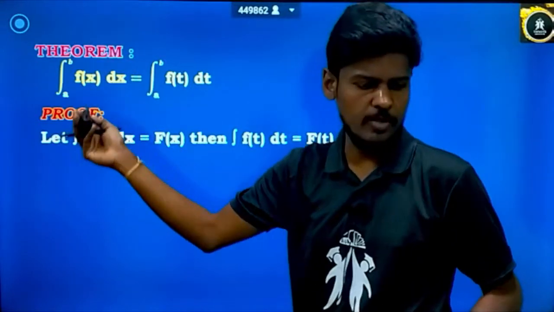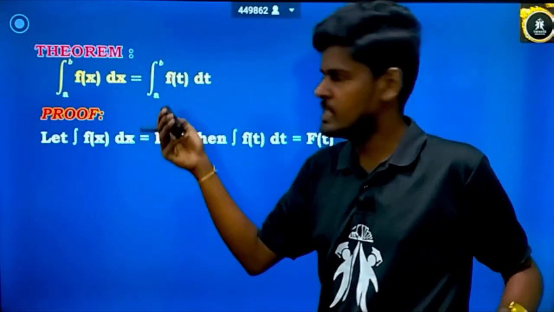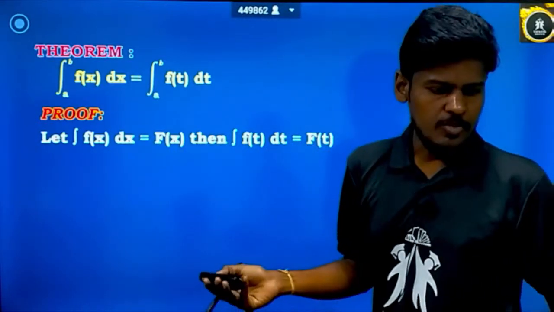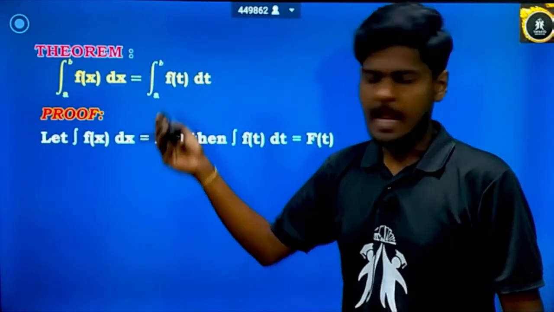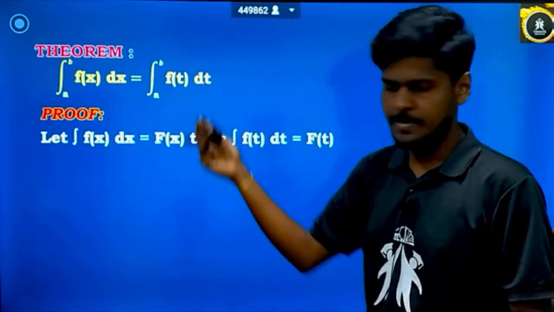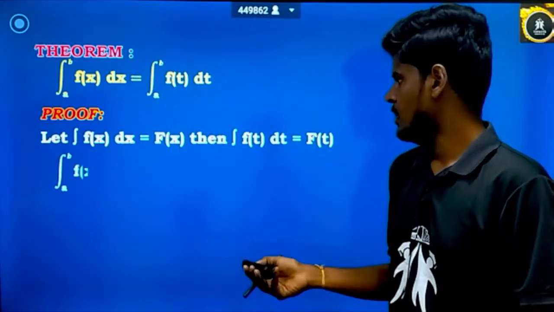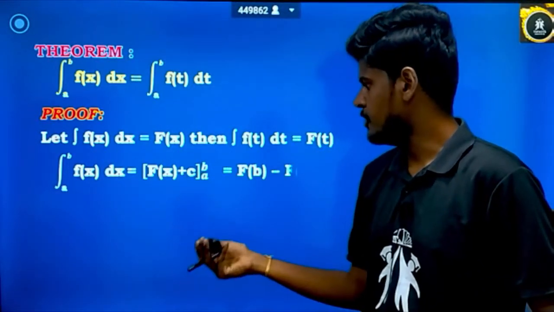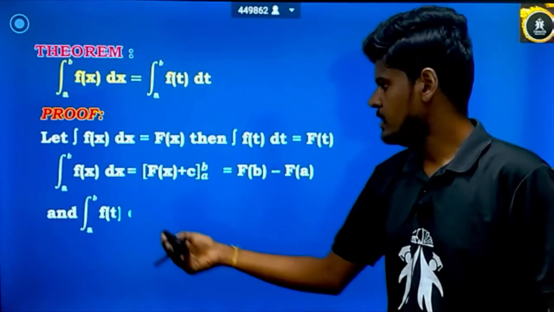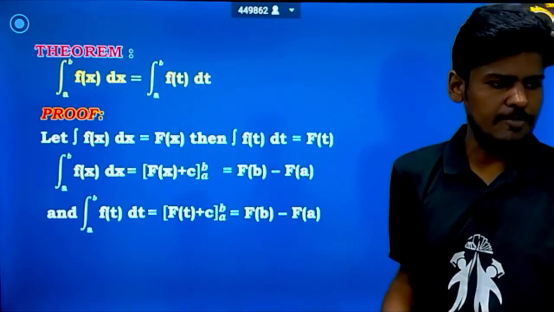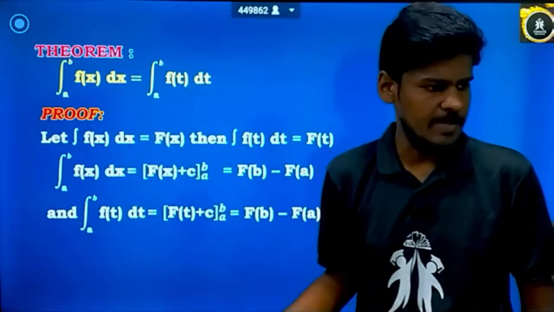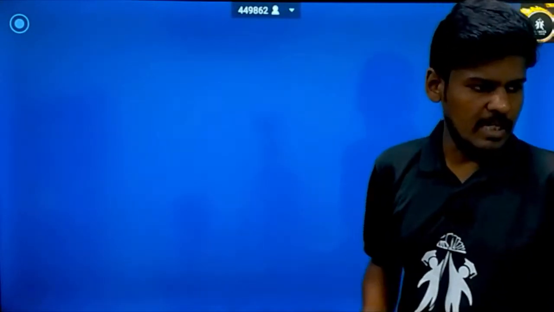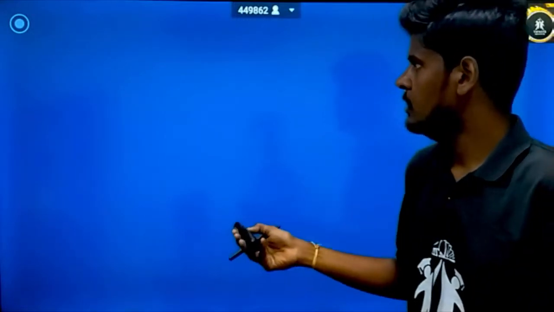For example, f of x equal to x square. Then f of t will be, this is the same function f, that means we will have t square. Clear now? So again, when we evaluate and apply the limit, the answer will remain the same. So integral between a to b f of x dx is capital F of b minus capital F of a. Similarly, this is also F of b minus F of a. That is why these two integrals are the same, and that is why this variable is called a dummy variable.